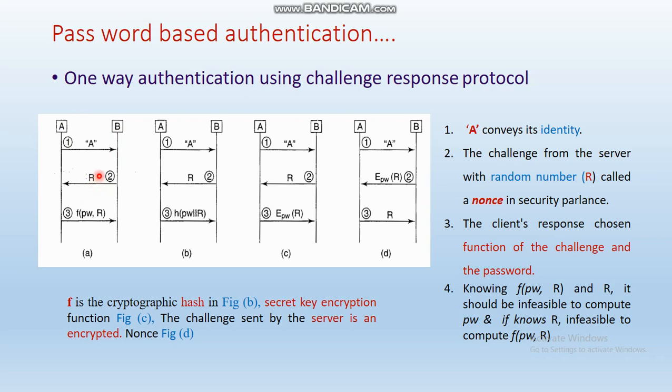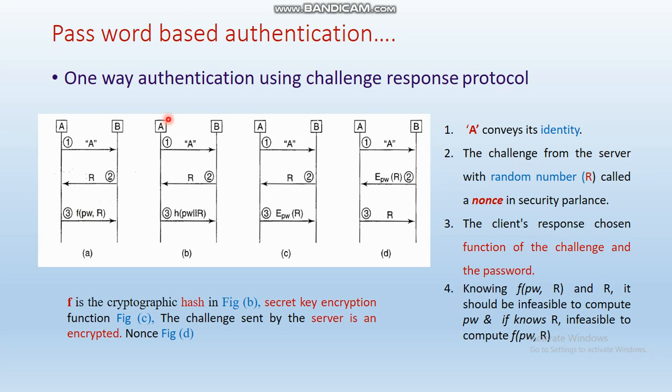R is being sent from B to A, and A now computes a function of the password and R, and this function is sent to party B. Knowing f of password comma R and R, it should be infeasible to compute the password, and if one knows R, it is infeasible to compute f of password comma R. So this is one way of authentication.